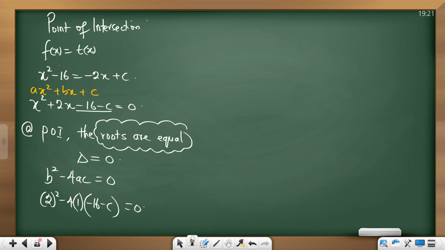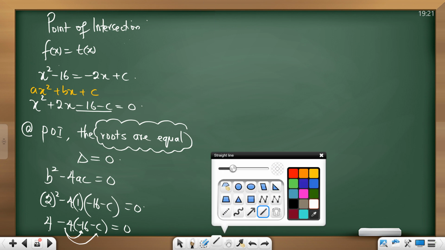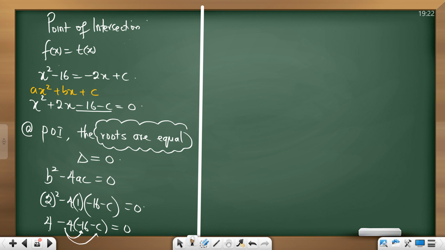Can we simplify? 2 squared will give us what? 4. 4 times 1, this is minus 4, negative 16 minus c. Please don't say 4 minus 4 is 0, because this one multiplies into the bracket. All right? So what do we have? Plus 64 now, because negative 4 times negative 16.